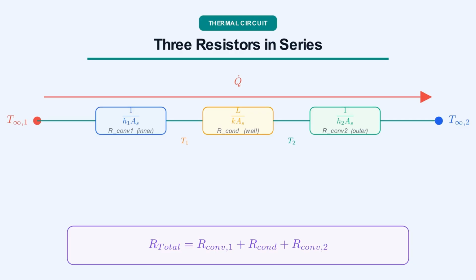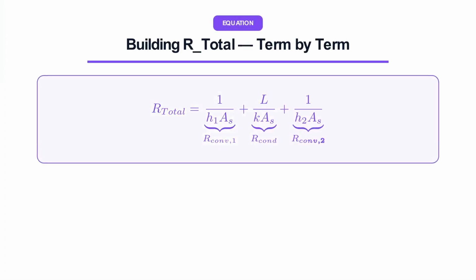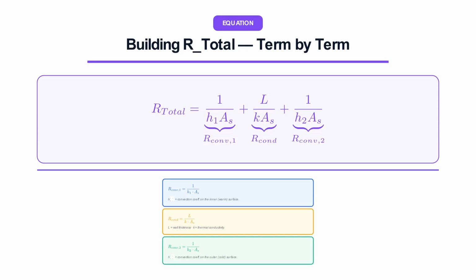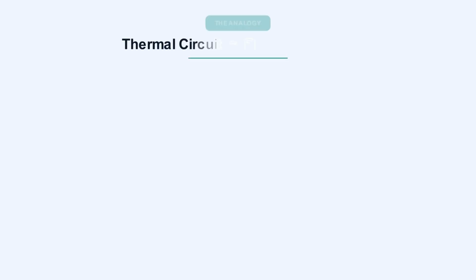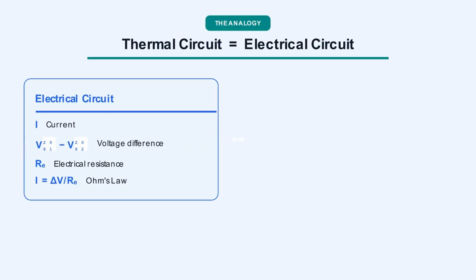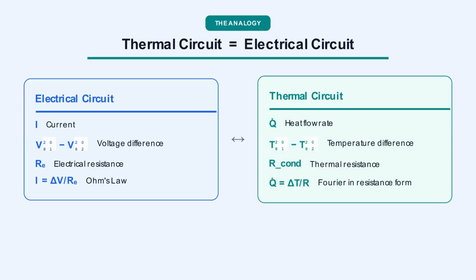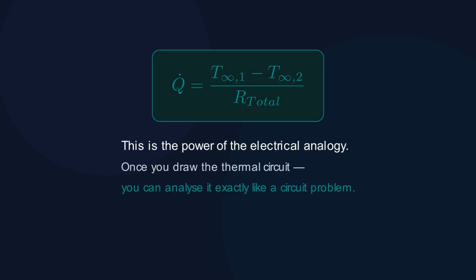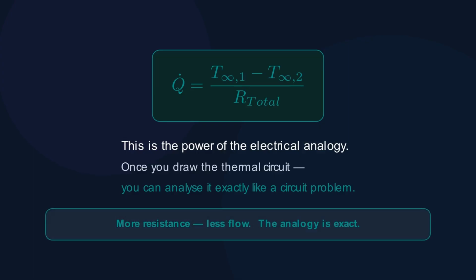Expanding each term, R total equals 1 over H1 times AS plus L divided by K times AS plus 1 over H2 times AS, where H1 and H2 are the convection coefficients on the inner and outer surfaces respectively. The thermal circuit is visually identical to the electrical circuit, 3 resistors in series between 2 temperature nodes, just like 3 electrical resistors between 2 voltage nodes. This is the power of the electrical analogy. Once you draw the thermal circuit, you can analyze it exactly like a circuit problem.